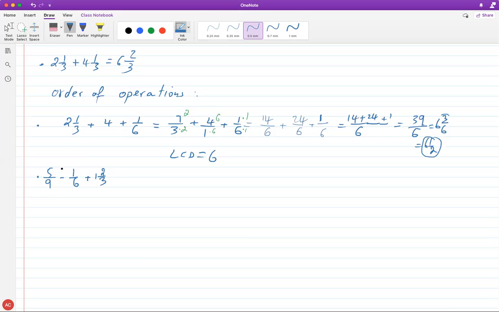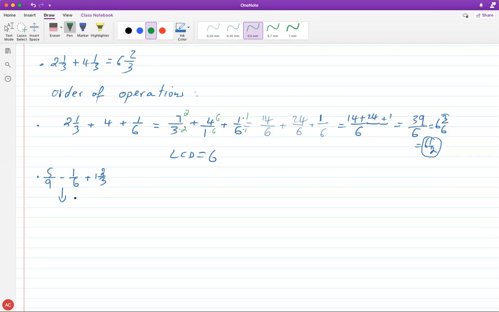So let's start with this part here. I'm going to do the subtraction. Obviously here, we can't subtract because we don't have the same denominator. But we need to find the LCD for 9 and 6. What's the LCD for 9 and 6? 18.